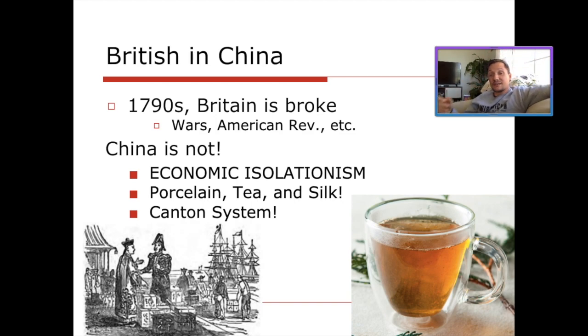Now, speaking of this whole thing being closed off to other Europeans, they had developed this thing called the Canton system. There was one port city in China where you could actually trade, and it's now known as Guangzhou, but originally it was called Canton.